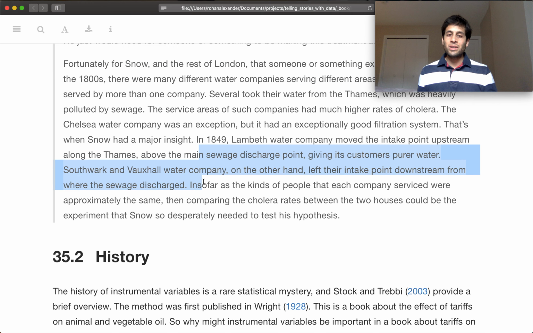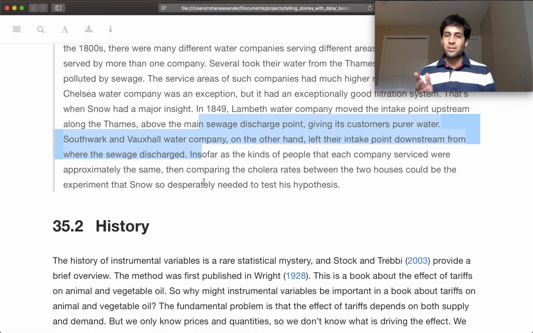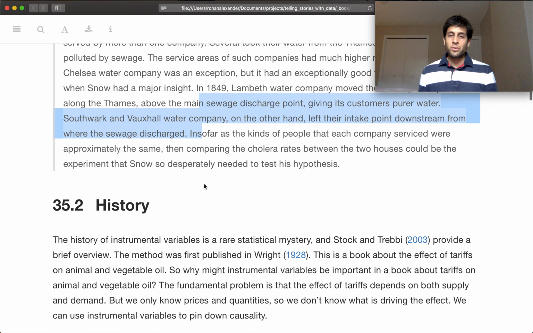And so in this case, if we are able to argue that all of the households are pretty much the same, but for the fact that they get their water from different companies, then we could look to the difference in the rates as perhaps giving us the evidence that we need. And so with the introduction concluded, we will just turn to a brief discussion of the history of instrumental variables.